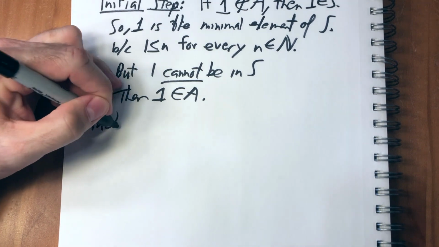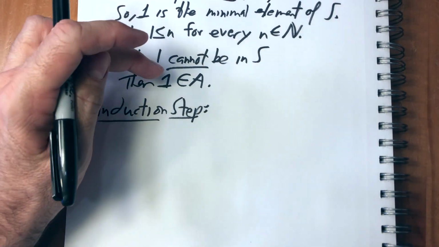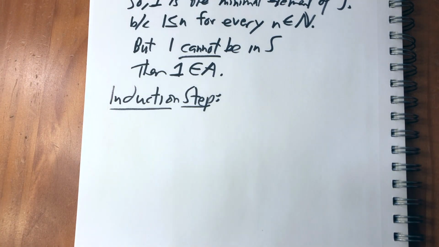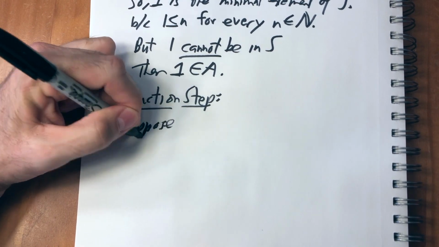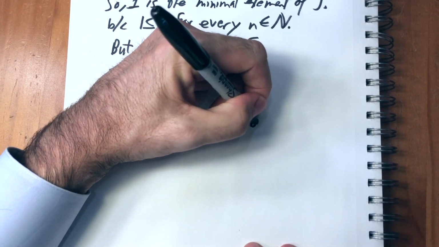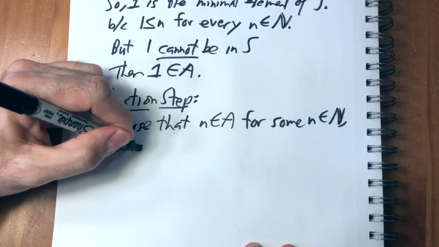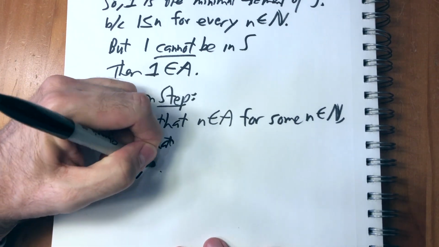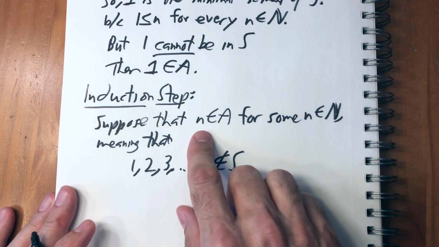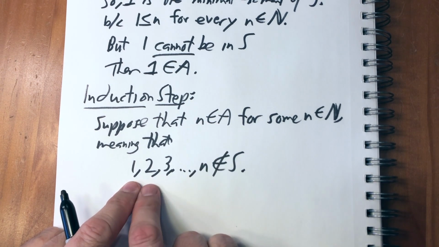So now the induction step. We've shown that at least the number 1 has to be in A. So now, for any n in A, then n plus 1 has to also be in A. That is the induction step. Suppose that n is an element of A, meaning that 1, 2, 3, up to n are all not in S, right? Because A is the set of the consecutive numbers from 1 up to some number that are not in S. So if n is in A, then at least this many are not in S.